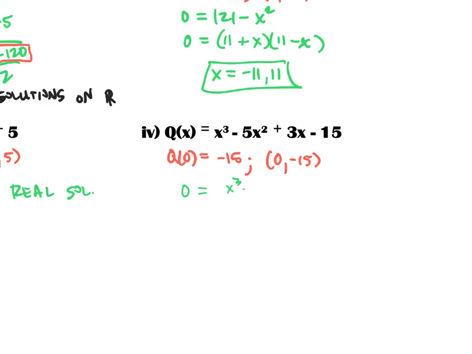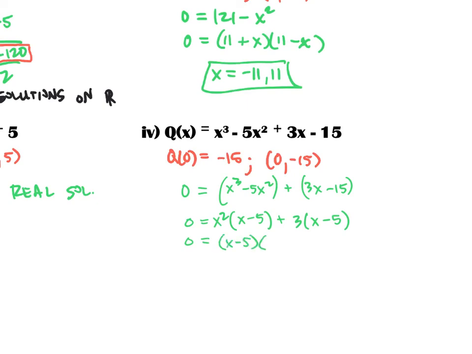We got x cubed minus 5x squared plus 3x minus 15. Notice how you've got this 1 to 5 ratio here in the coefficients. So if I pulled out an x squared, I would get x minus 5. And if I pulled out a 3, I would get x minus 5. Very nice. And I want to know where this is equal to 0. Well, I can regroup these as x minus 5 and x squared plus 3.